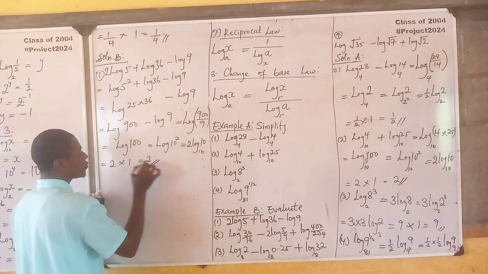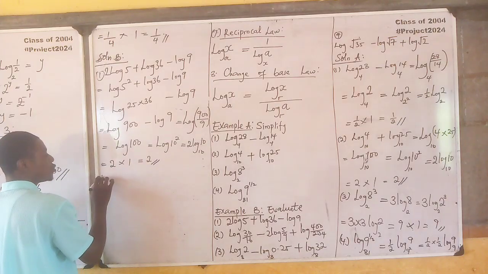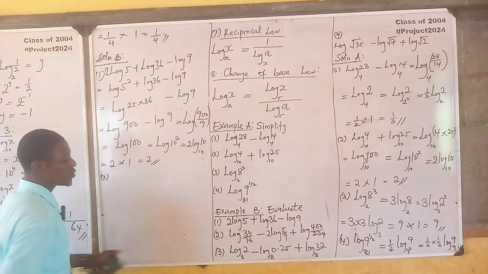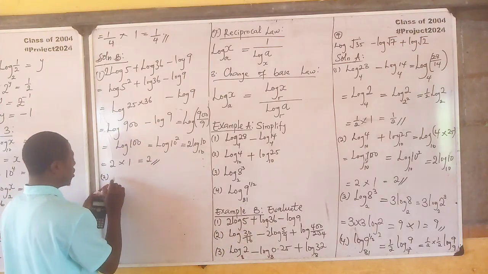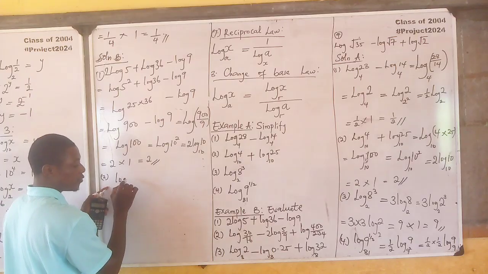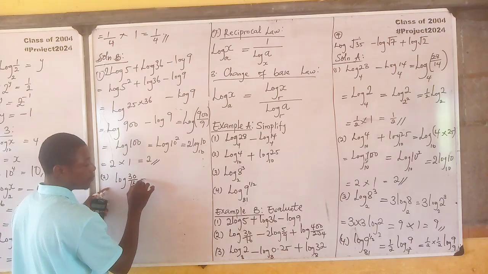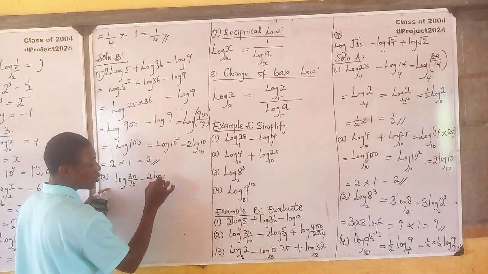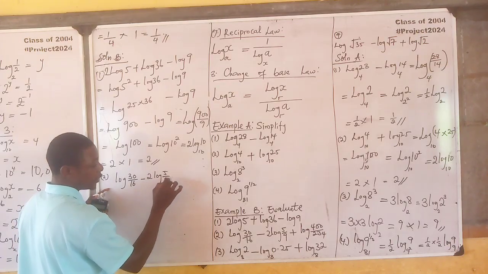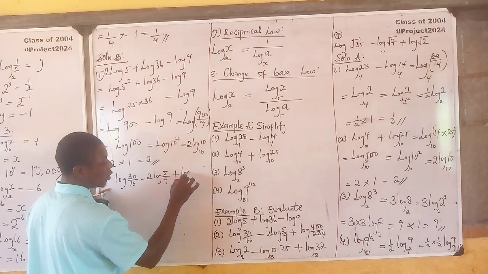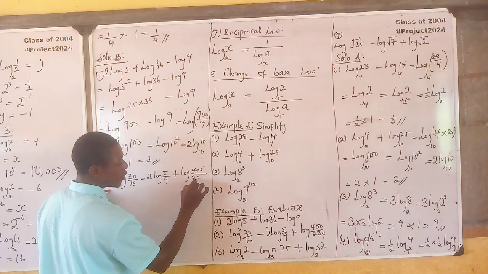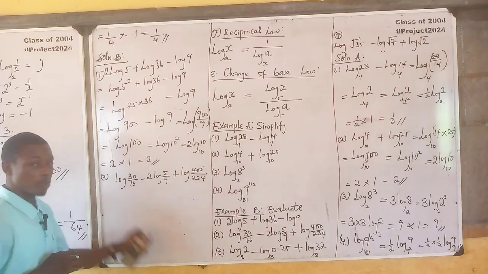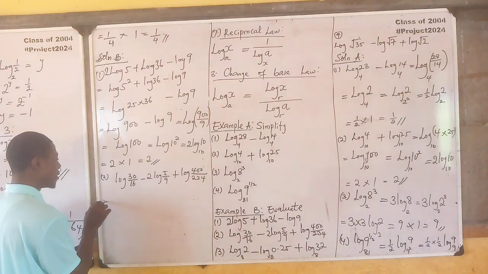Then number 2 of this example, they say we should find, this is number 2 there. We should evaluate log of 30 all over 16, then minus 2 log of 5 all over 9, then plus log of 400 all over 2, 3, 4. Okay, so now this is what we have. We are going to solve step by step.